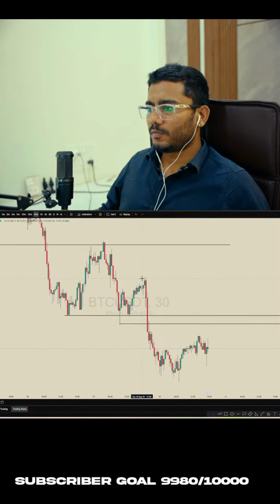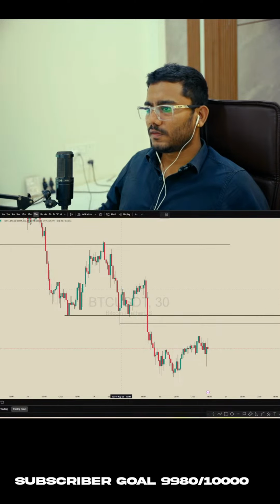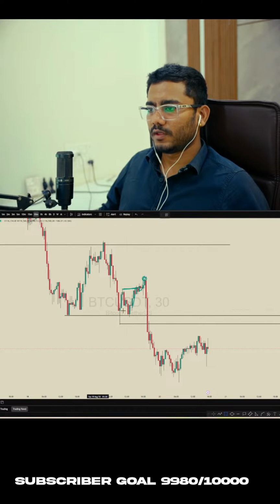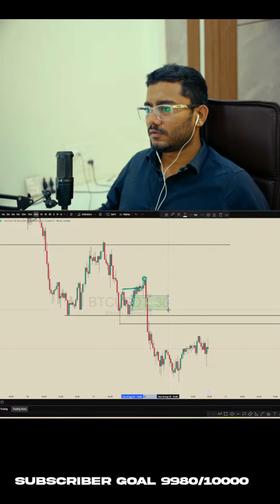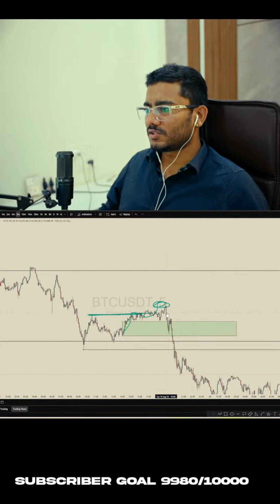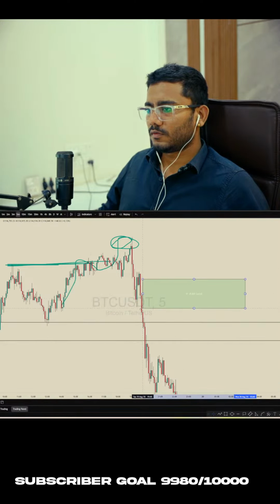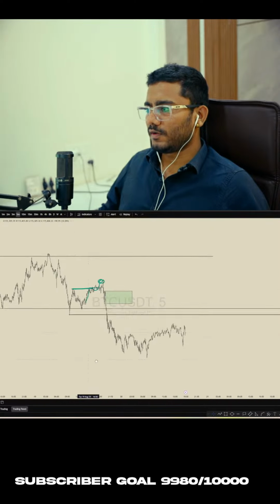So looking at the previous structures here, this is the structure, a single high, which was liquidated, and this is the whole move, which took out the liquidity. So we have this breakout block over here. We go to 5 minutes. So I think this structure has been mitigated. We can use this as our point of interest for entry.